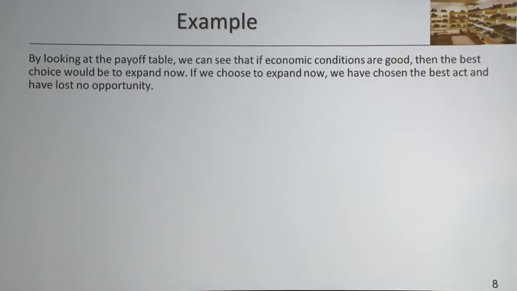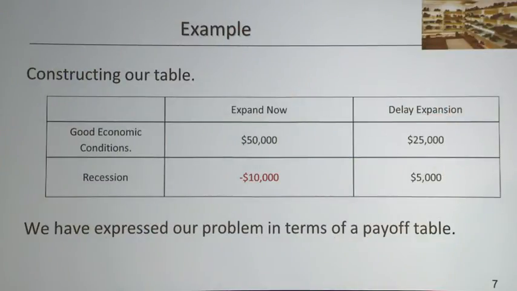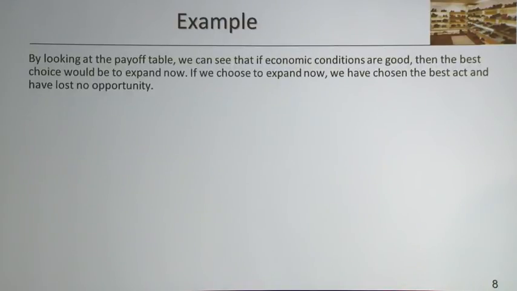So we need to work out what's the best thing that could happen. Going back to our payoff table, if the economic conditions are good, we will choose to expand now, because that would be the most we can make. We make 50,000. If we wait and delay expansion, we're only making 25,000. So the best is to expand now. If there's a recession, the best will be to delay expansion, because we don't want to lose 10,000, we're going to make 5,000. So this is important to know when we draw our opportunity loss table.